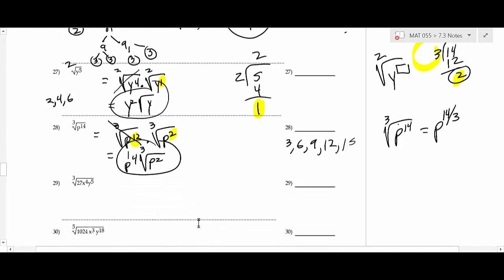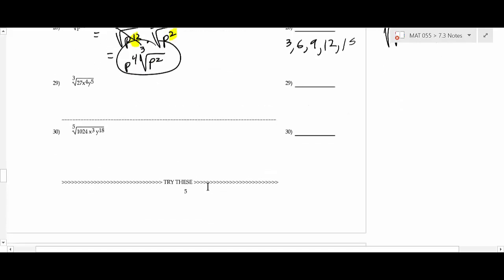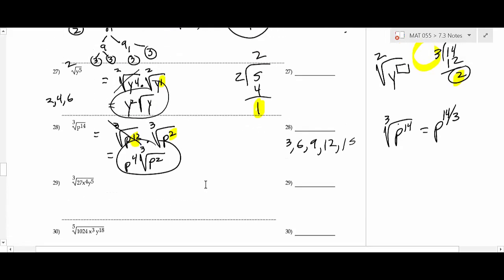Okay? Okay, let's do a couple more to finish up here, with a 3rd root and then maybe a 5th root. Okay, now here's what you look at on this.